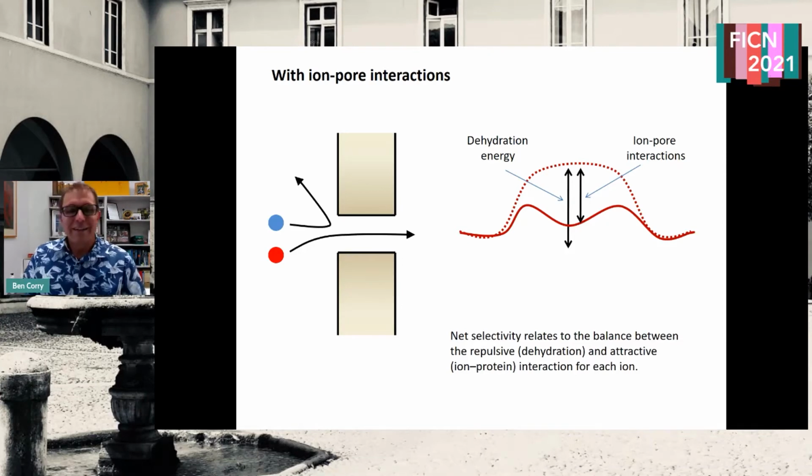Okay, so let's start to look at the more complex situations, and that's when we start to consider the interactions of the ion with the pore as it moves through. So in this case, there's always going to be this underlying dehydration penalty, but that can be compensated by favorable ion-pore interactions. And that's in general going to be quite important if we want to get large currents to overcome that dehydration penalty. And it's going to be the balance of the repulsive dehydration, the attractive interaction with the pore, and how that differs for the two different ion types that's going to yield the overall selection.